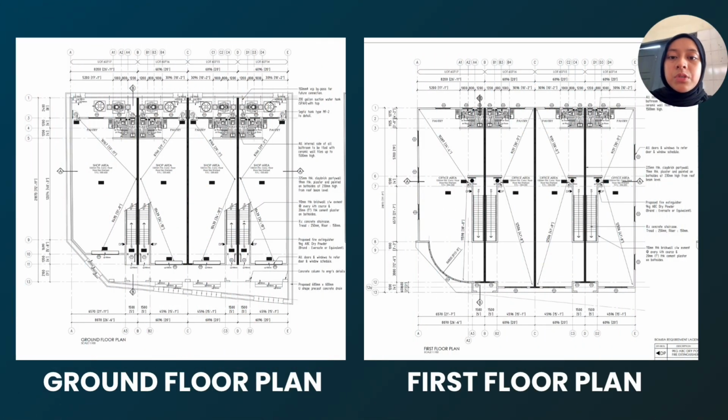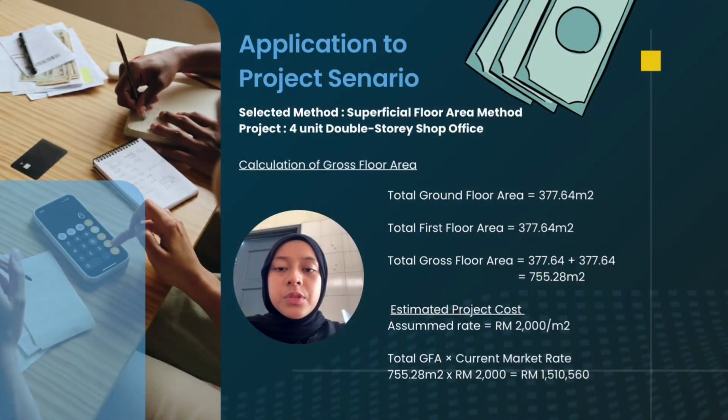Based on the project drawings provided, the calculation of the gross floor area and the estimated project cost are shown in the next slide. For this project, I used the floor area method. First, I calculated the total gross floor area, which is 755.28 square meters by adding the ground and first floor area.